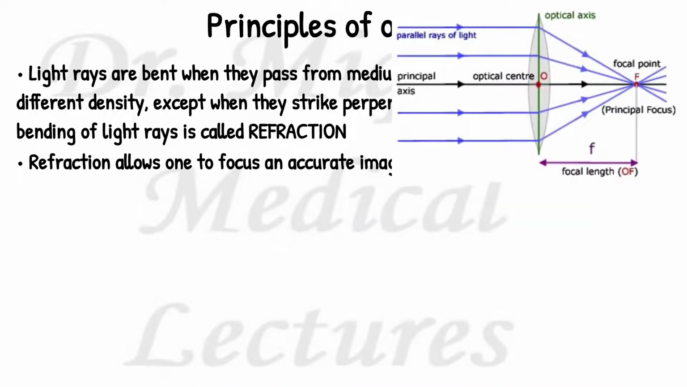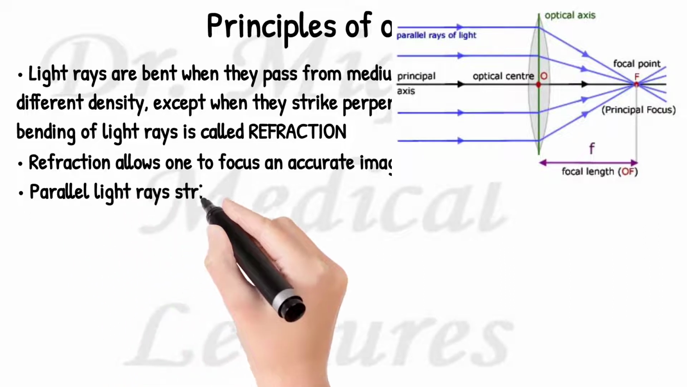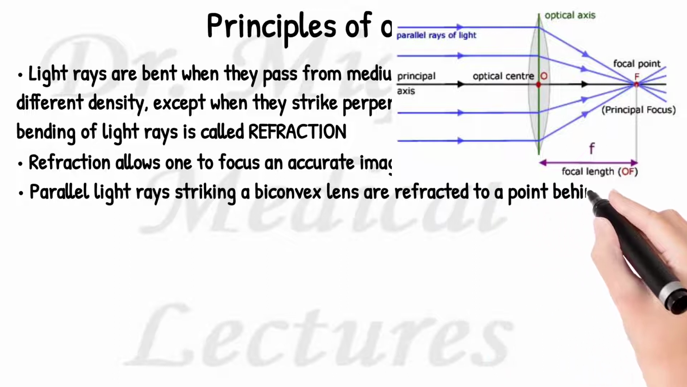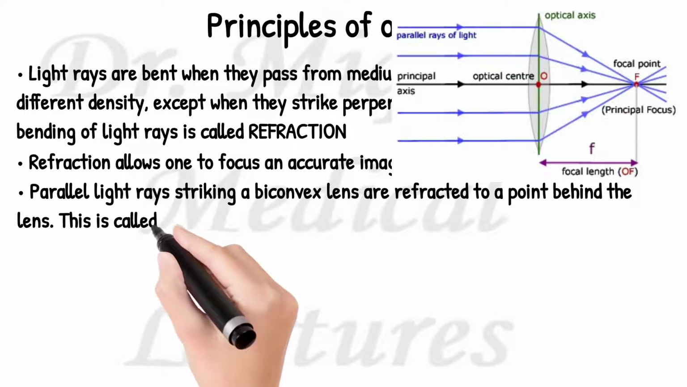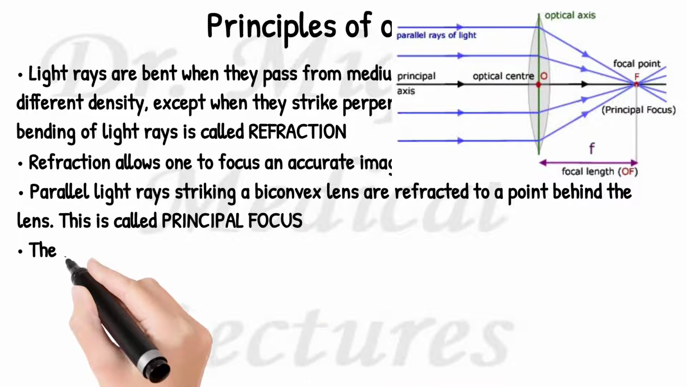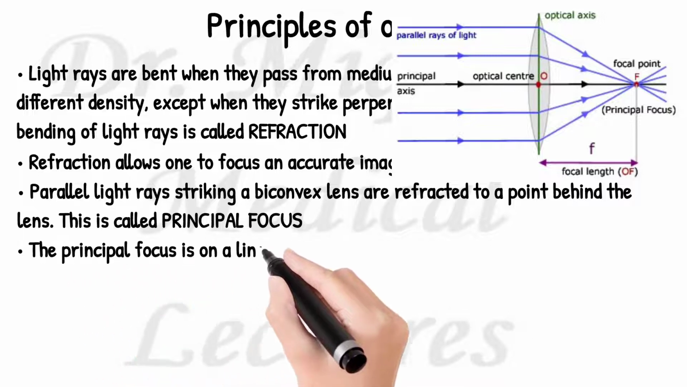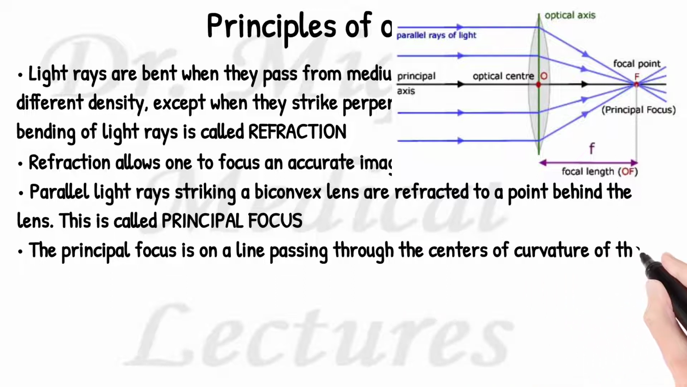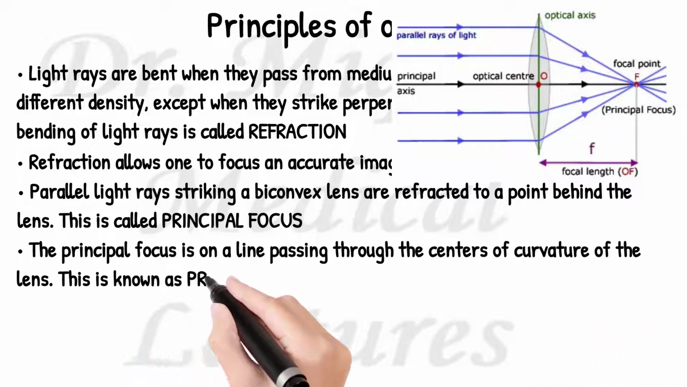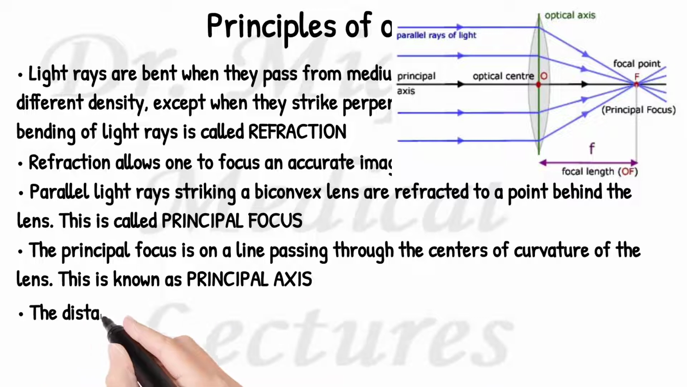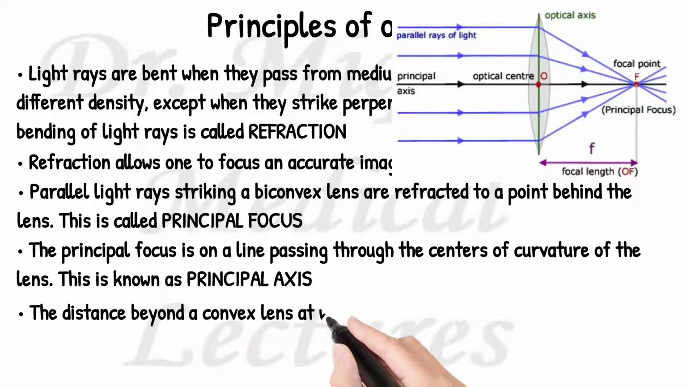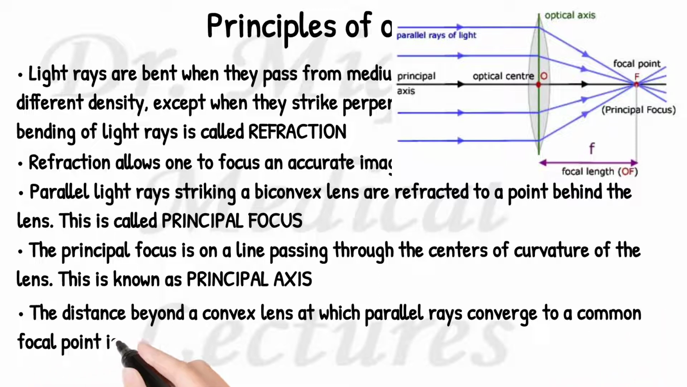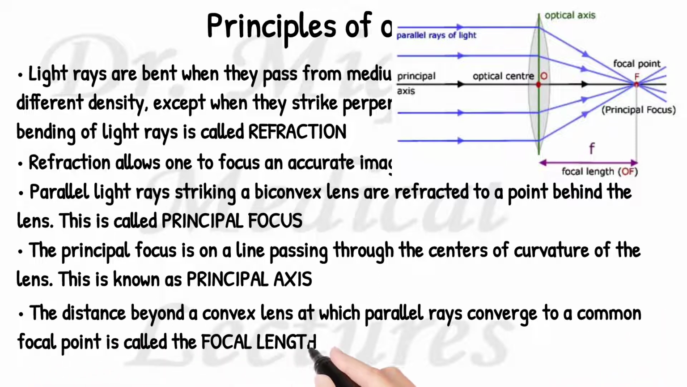The parallel light rays striking a biconvex lens are refracted to a point behind the lens. This is called the principal focus. The principal focus is on a line passing through the centers of curvature of the lens. This line is called the principal axis. The distance beyond a convex lens at which parallel rays converge to a common focal point is called the focal length of the lens.